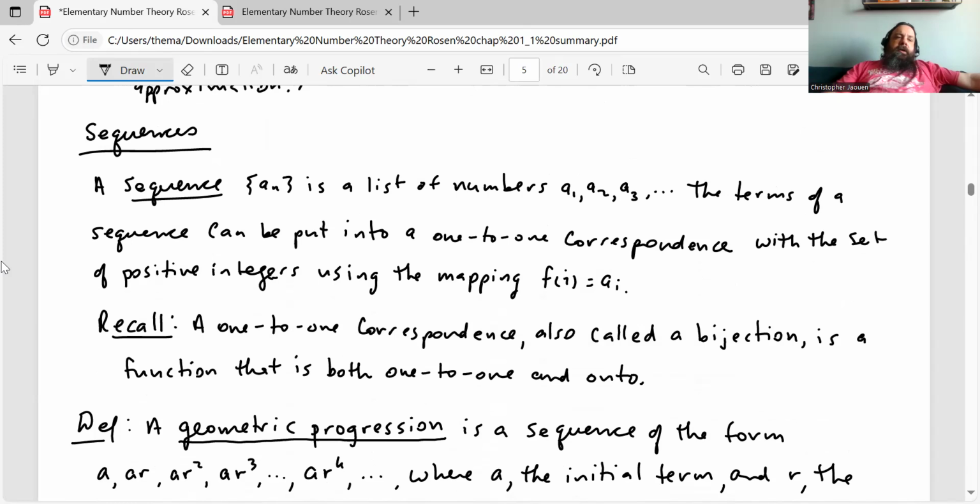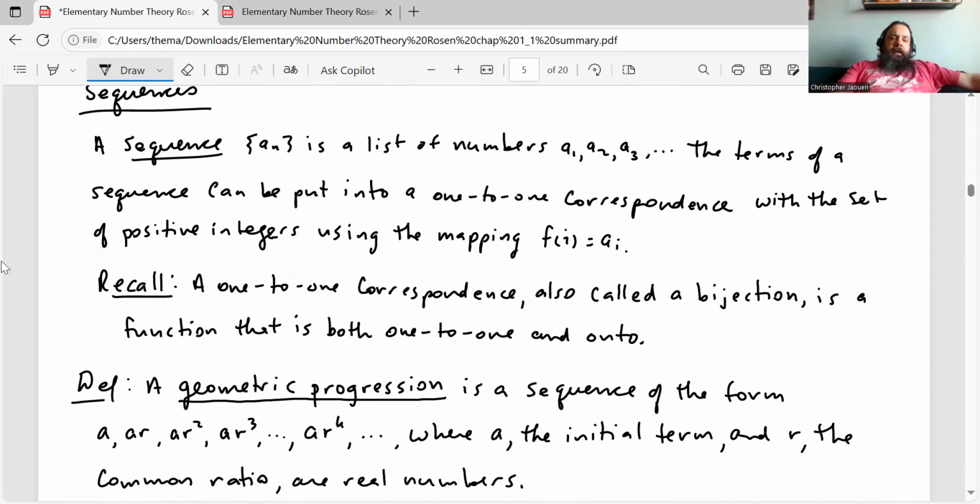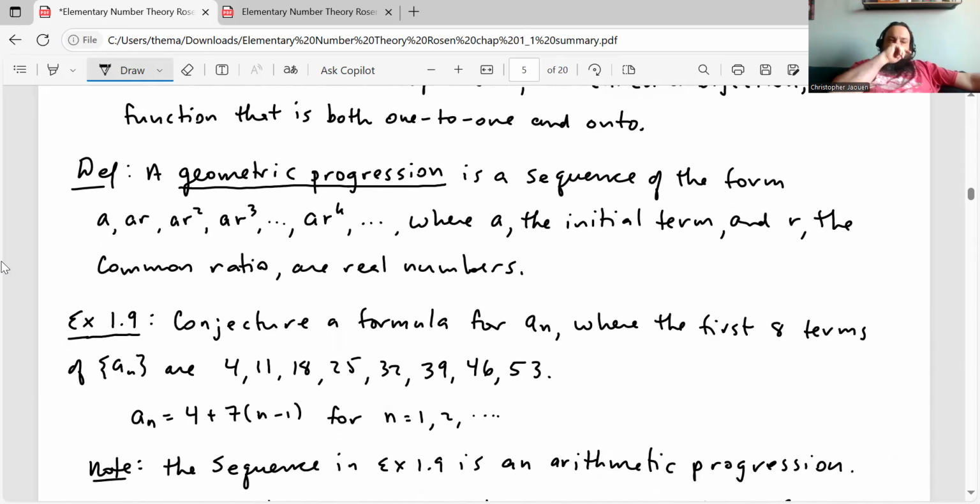Okay, then the next section here in section 1.1 is on sequences, and we start with the definition. A sequence, which we denote like this, hopefully you're familiar with that, is a list of numbers a1, a2, a3, dot, dot, dot. The terms of a sequence can be put into a one-to-one correspondence with the set of positive integers using a mapping f of i equals a sub i. And Rosen reminds us that a one-to-one correspondence, also called a bijection, is a function that is both one-to-one and onto.